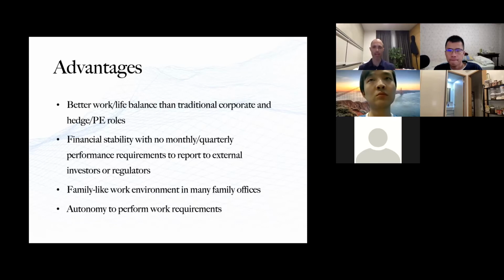There's a family-like work environment in many family offices, so you feel like you're working as a family, which is a nice feeling, lower stress, and you feel like you're working for a cause in a way, rather than for a soulless corporate entity. And then there can also be a lot of autonomy to perform work requirements. You get to chart out how you think you need to problem solve whatever challenge you're facing, which, if you like that, can be really fun.